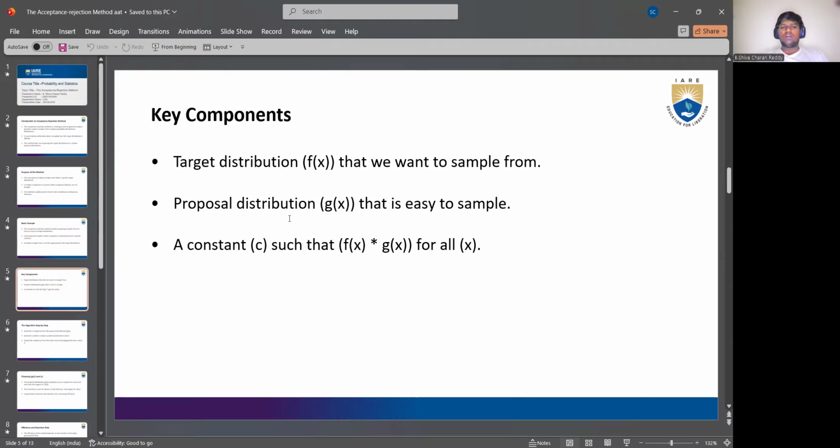Coming to the key components, the target distribution f of x is what we want to sample from. The proposal distribution is g of x, which is easy to sample. And a constant c is such that f of x is less than or equal to c times g of x for all x.